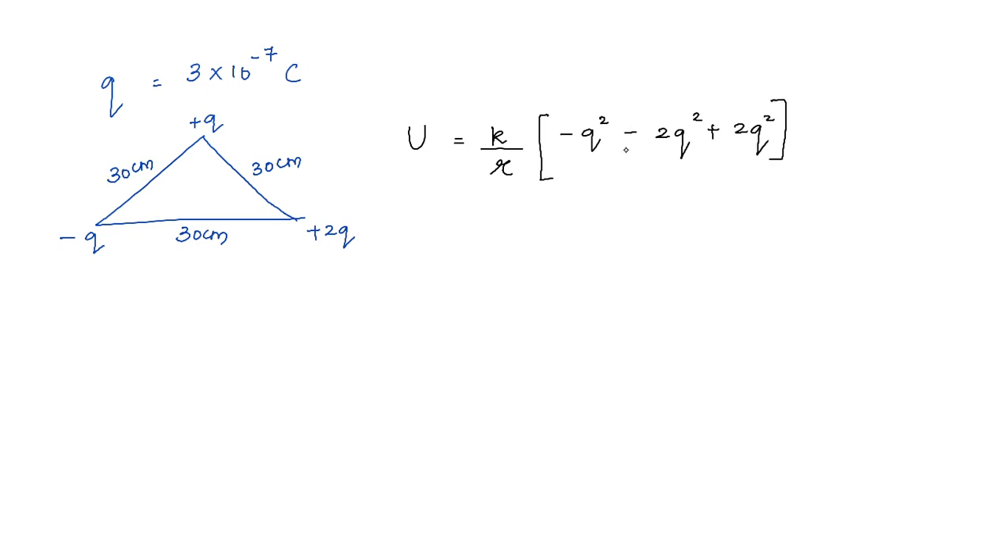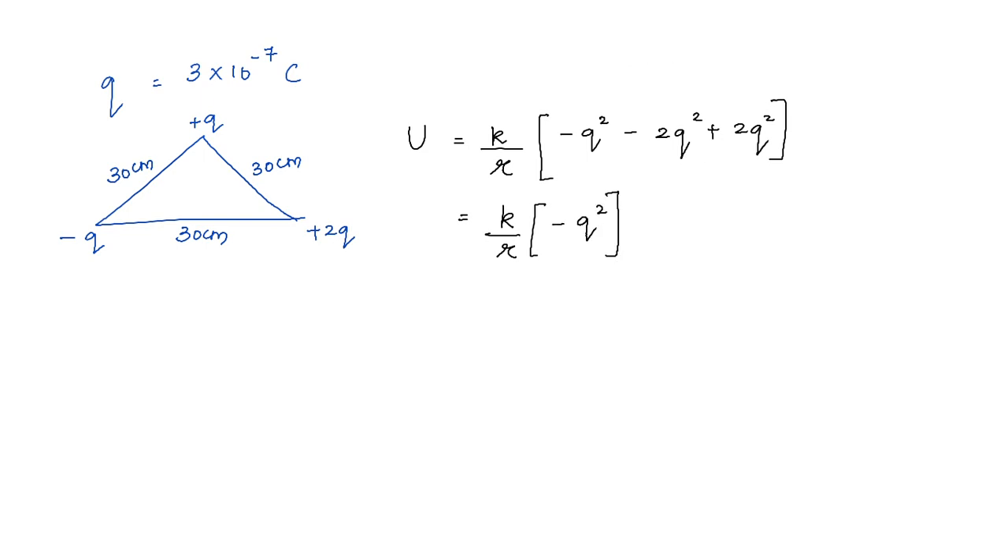Now you are going to substitute the value of q, which I have given. So you are going to substitute the value. Sanya, you can't give me a value like this. So this is k by r. So this is minus 3q square. So this will be minus q square.